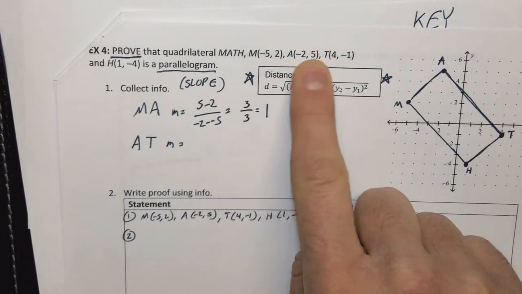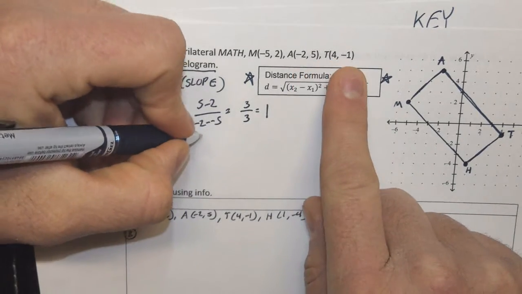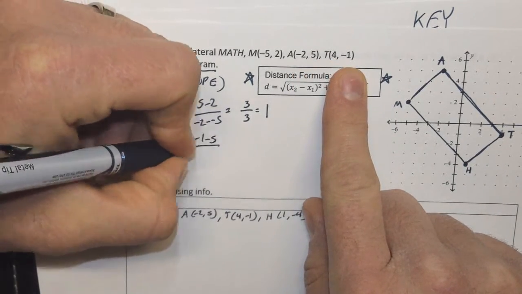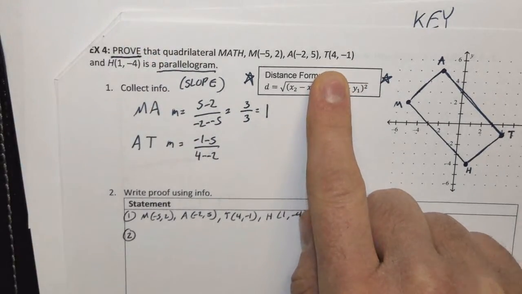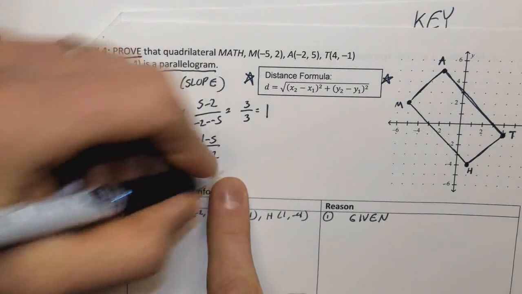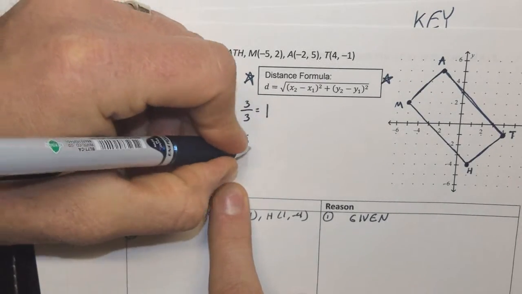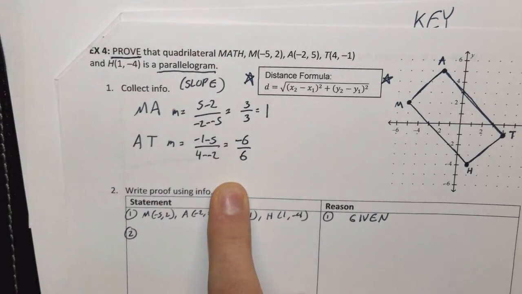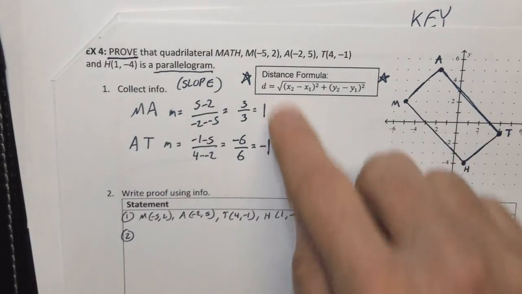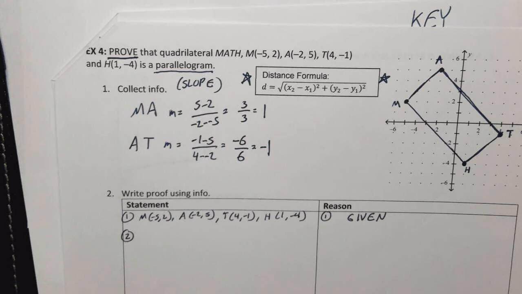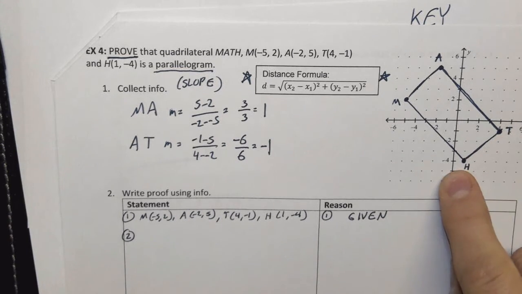For AT, I have my 2 points right here, and I'm going to calculate slope. That's going to be negative 1 minus 5 on top, and that is going to be 4 minus a negative 2 on bottom. When we calculate the slope for this one, we're going to end up with a negative 6 on top and a positive 6 on bottom. This is going to reduce down to negative 1. Now, these slopes don't match, so that's a bit of a bummer, but maybe if I keep going, I'll find some matches. So my next line that I want to do is TH.